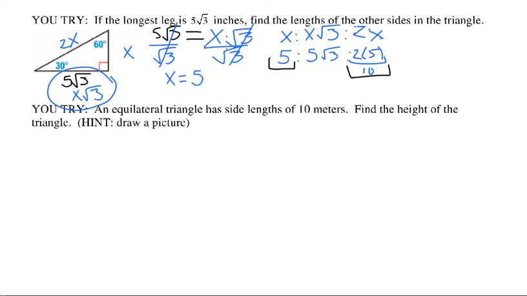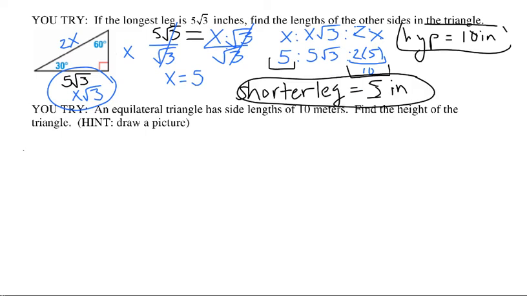So you have an equilateral triangle. It has a side length of 10 meters, and I want you to find the height of the triangle. So remember, equilateral triangle means that all angles are the same, so that means that all 3 angles have to be 60 degrees to start with. When you're ready to check your answer, go ahead, push play again.